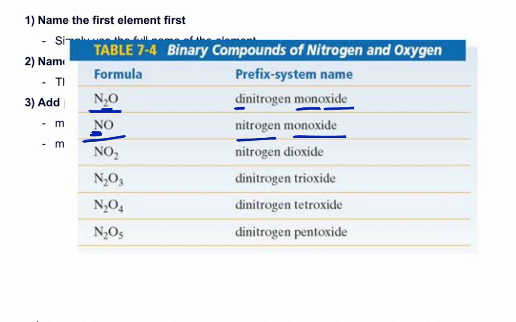If there's one in the first position, it's just assumed that there's one. So we only start using numbers on the first element if it's more than one. But we do say it on the second. Next one is nitrogen dioxide, because there's two oxides. Next one, we have dinitrogen, two nitrogens, and trioxide, three oxygens. Dinitrogen tetra, tetra for 4, and dinitrogen pent, pent for 5.